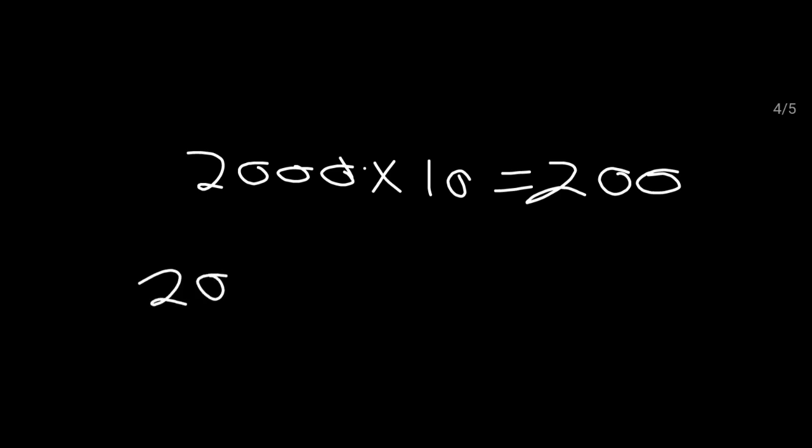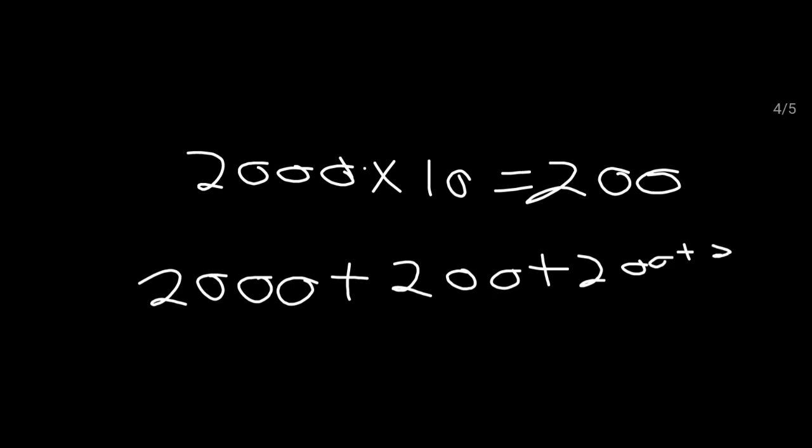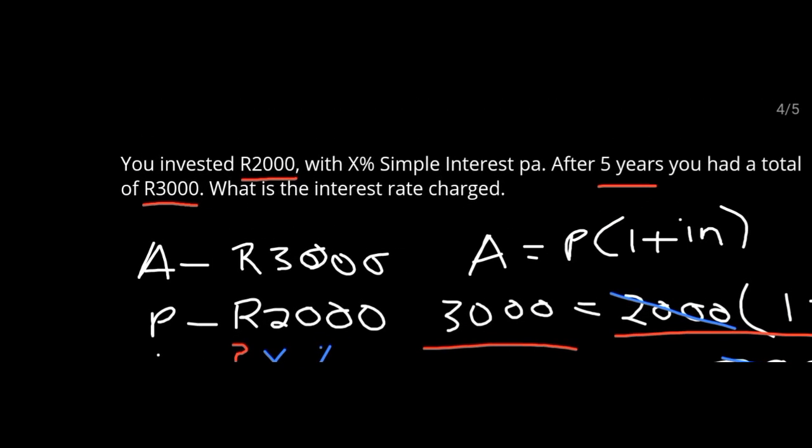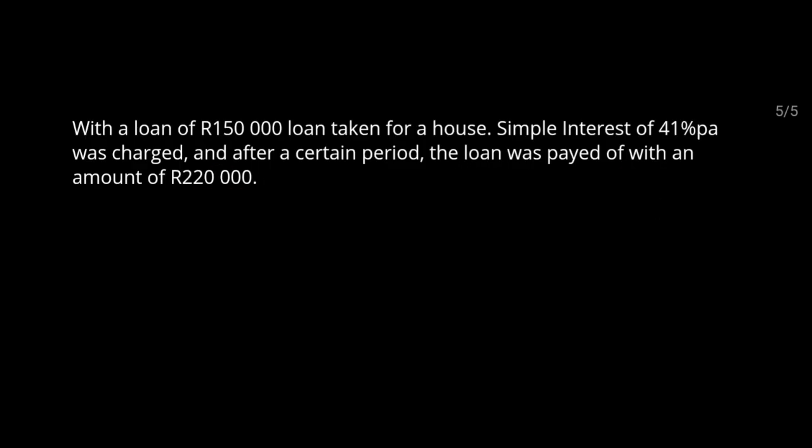So already there is 2,000 in the bank. Then the first year they add 200, the second year 200, the third year 200, and so on until year 5. So it is 2,000 plus 200 multiplied by 5. It gives 3,000, which matches the 3,000 in the statement.